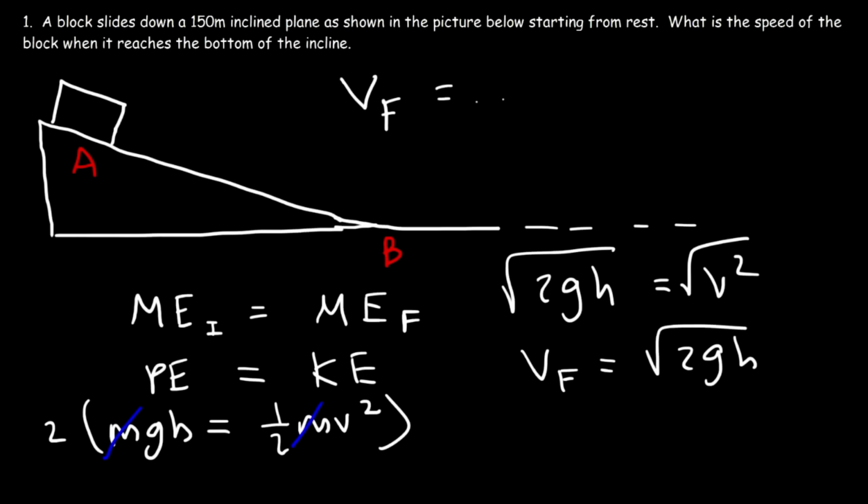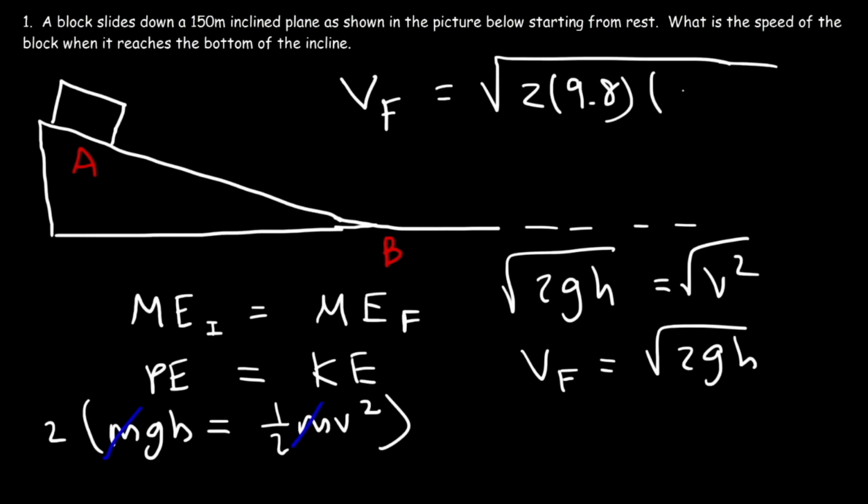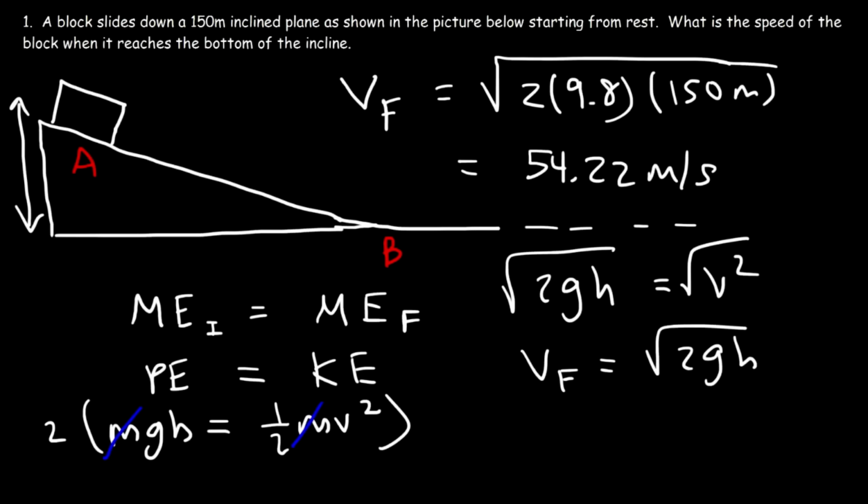So let's go ahead and plug everything in. It's 2 times the gravitational acceleration of 9.8 times the height of the block, which is 150 meters. By the way, this is the height, so that's 150 meters. If you type this in your calculator, you should get 54.22 meters per second. So without friction, that's how fast this block is going to be moving when it reaches position B.